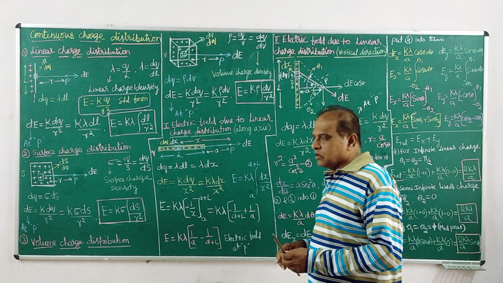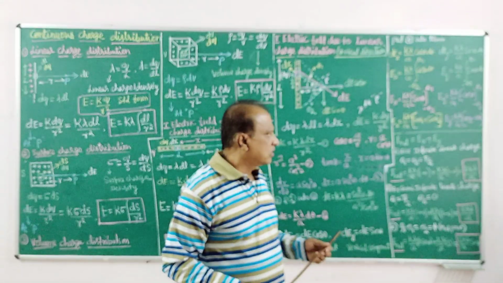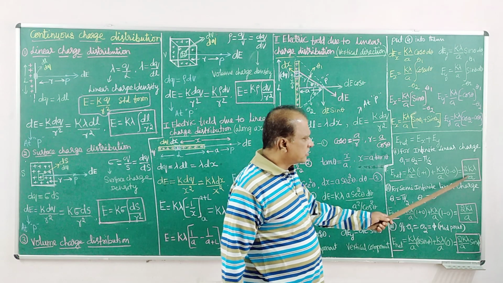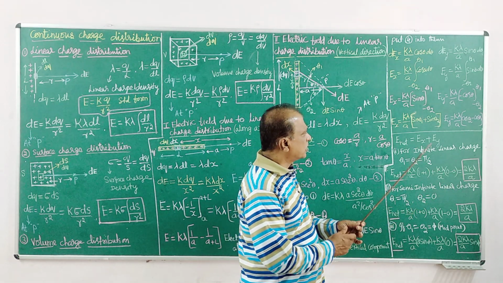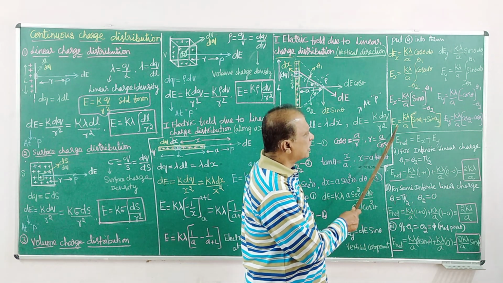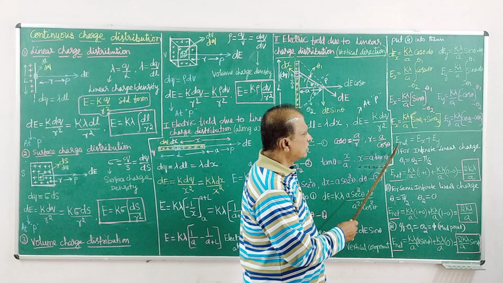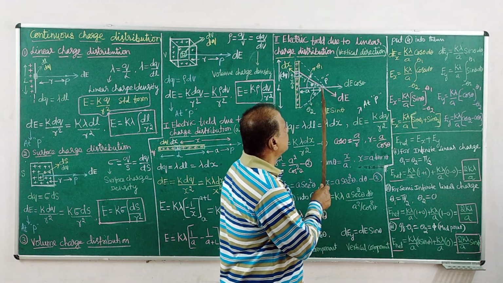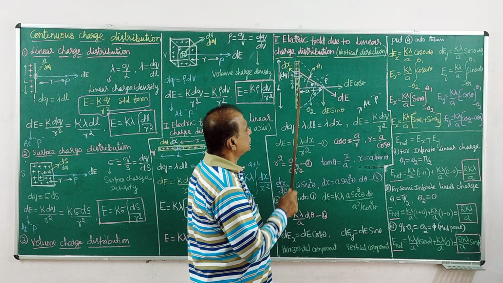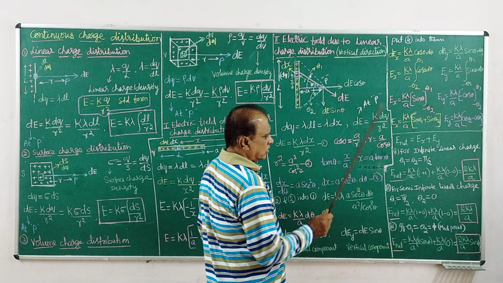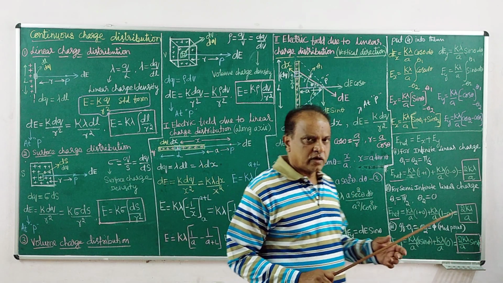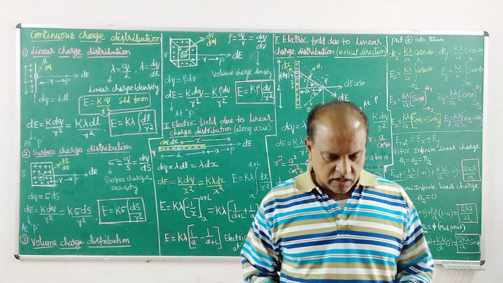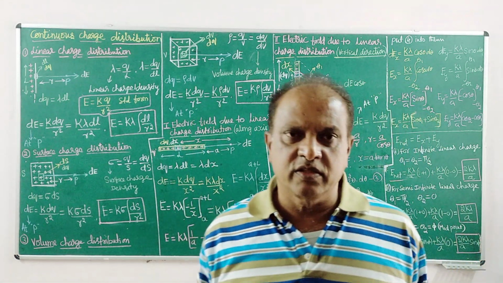We can arrive at the equation like this using the general equation. That is the mathematical expression for E net at this point by this linear charge. So this is how we can derive the electric field at a point by this linear charge distribution.